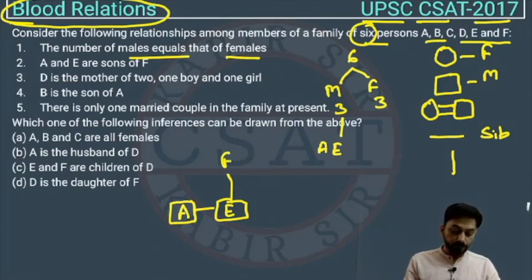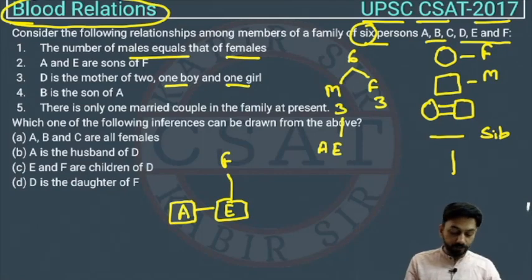Right. Now D is the mother of 2, one boy and one girl. So D cannot come here with F, because here we have 2 sons and D has only one boy and only one girl. So D cannot come here with F. We will see where D will come.